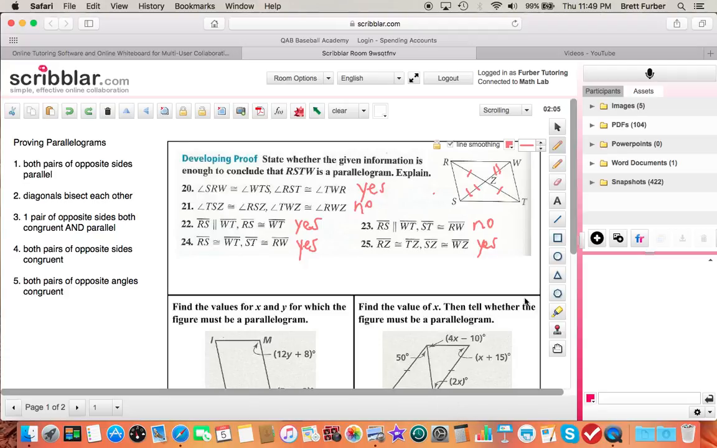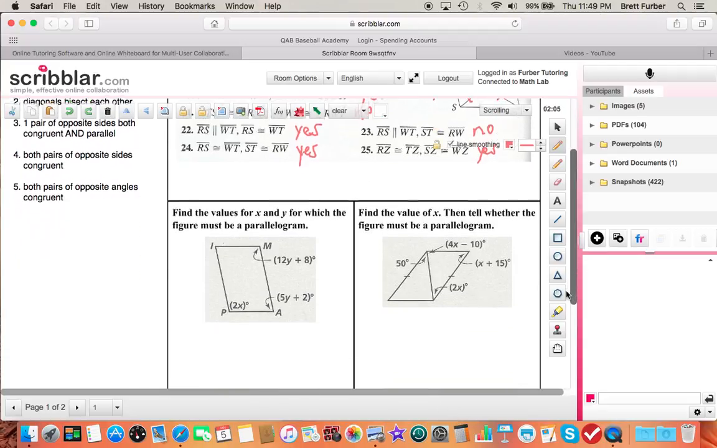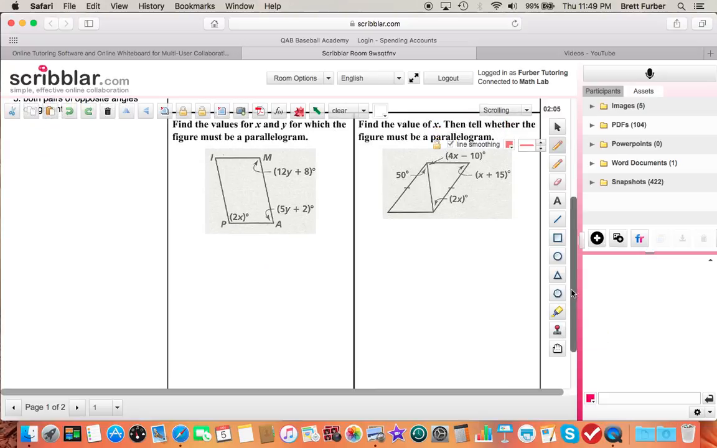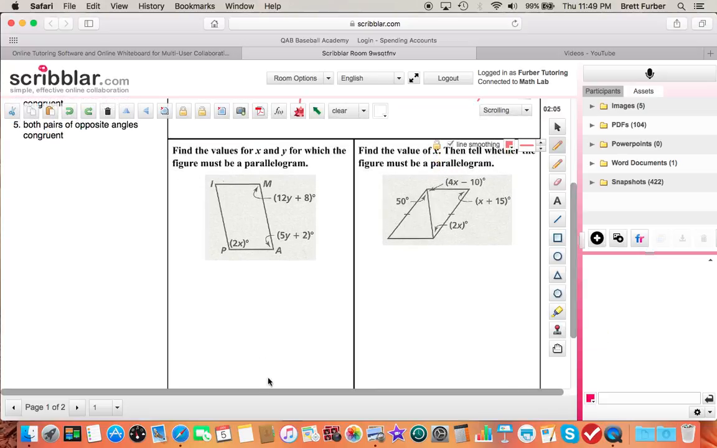Okay? Alright, so let's go to the last 2 examples. They're slightly different from each other. This one simply says, very similar to what we've done before, find the values for x and y for which the figure must be a parallelogram. And you can see where we have angle markings. Well, this one has an x for a variable in it, and these two have a y. So we're going to leave the x out of there for now, and we're going to find the y first, because at least I have the same variable filled in.